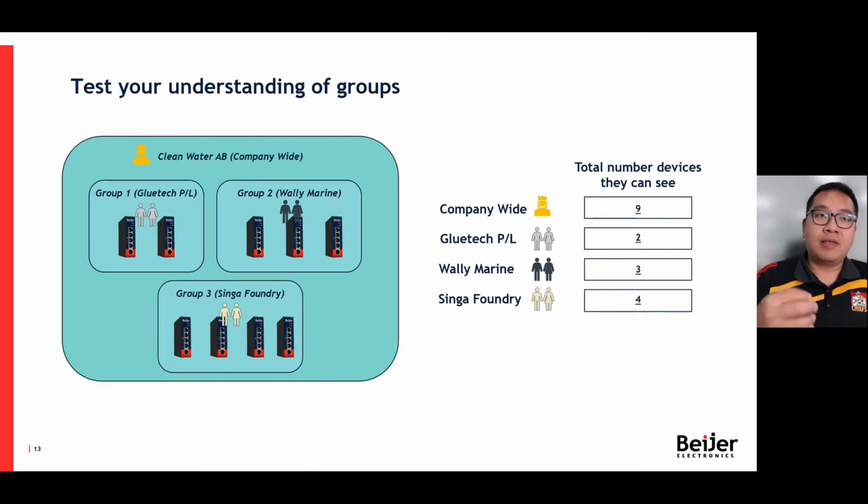So I hope this small example can help guide you on how groups can affect the number of devices you can see. If you have a company-wide role, you will have the ability to see all the devices within your company. But if you have a group-specific role, you can only see devices that are within your group.